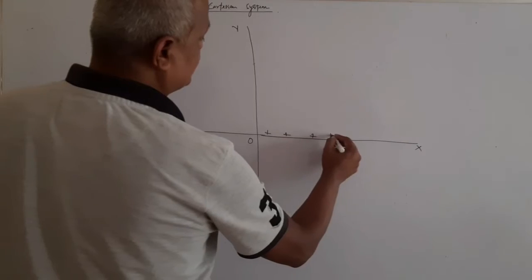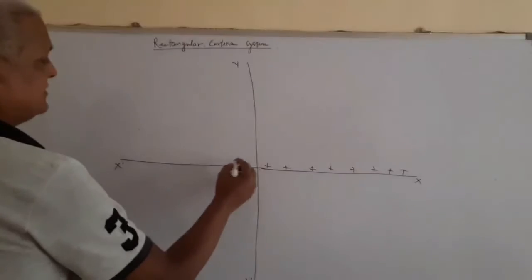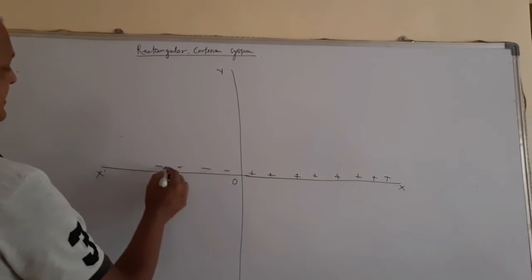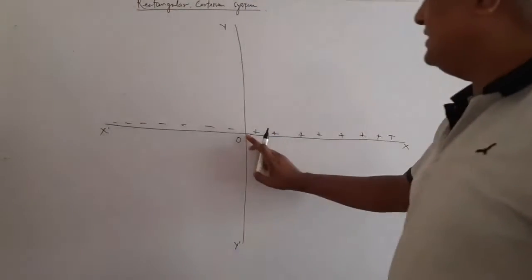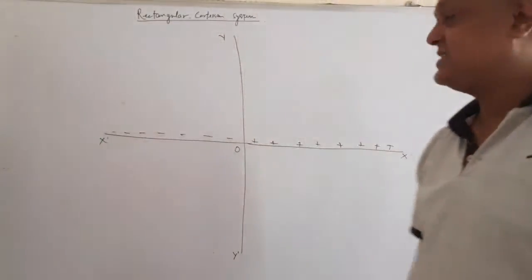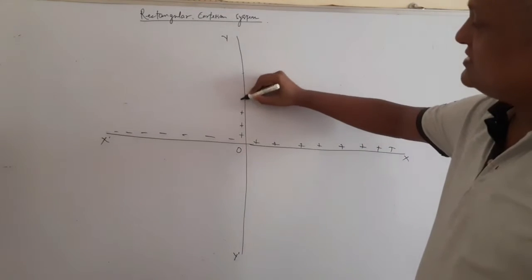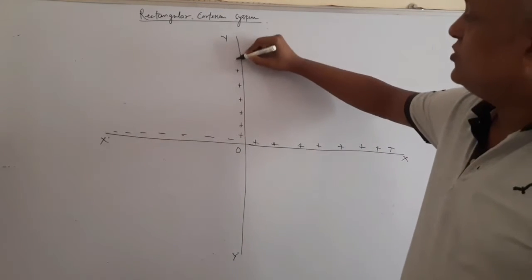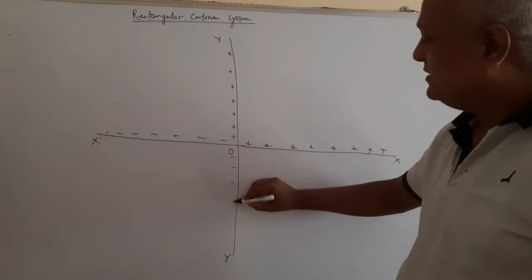Now, if you go on the right side, these points are positive, so OX is positive and these are negative points. This section is starting from the origin. If you go on the right side, this is positive. If you go on the left side, it is negative. In the same way, the standard says that if you go upward, this is positive. If you go downward, this is negative.